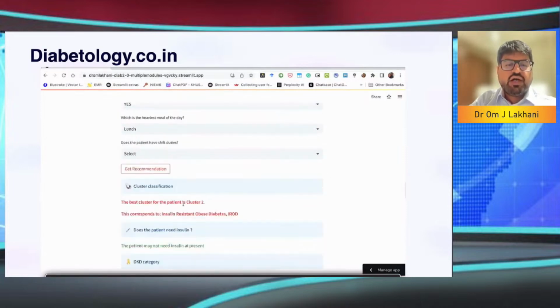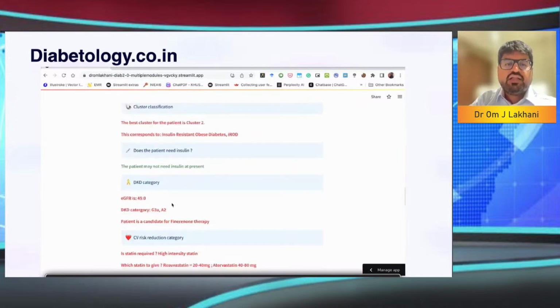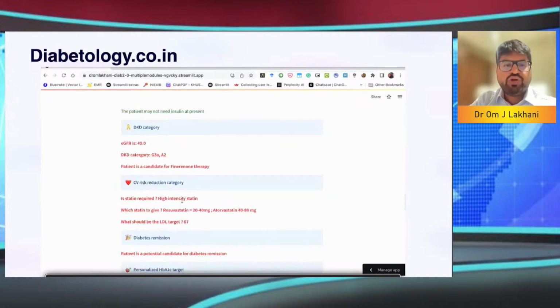It first gives you a cluster classification. This patient is best fitted into cluster 2, that is insulin resistant obese diabetic. This patient at this point of time does not need insulin. The patient's eGFR is 49 and falls into diabetic kidney disease category of G3A2. The patient is definitely a candidate for finerenone therapy also, but of course, cost is an issue for the patient, so may or may not be able to afford it.